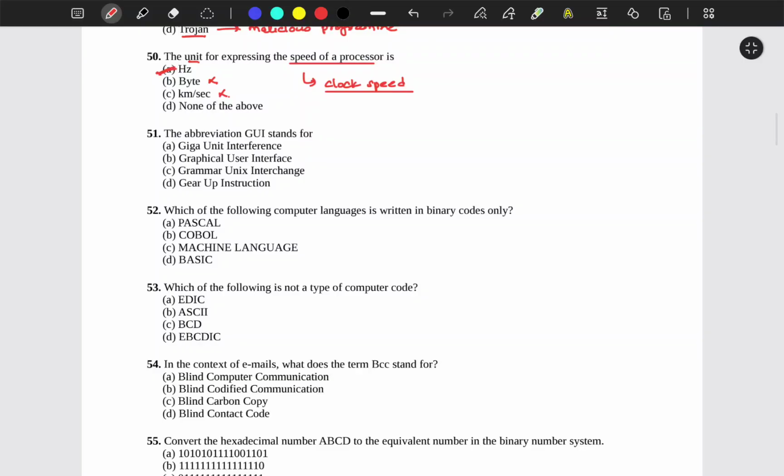So next question is, let's say 51. The abbreviation GUI stands for Giga Unit Interference, Graphical User Interface, Grammar Unix Interexchange, or Gear Up Instruction. So straightforward, I think everyone knows this. It would be Graphical User Interface.